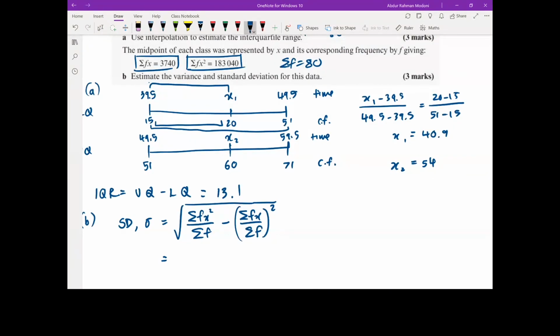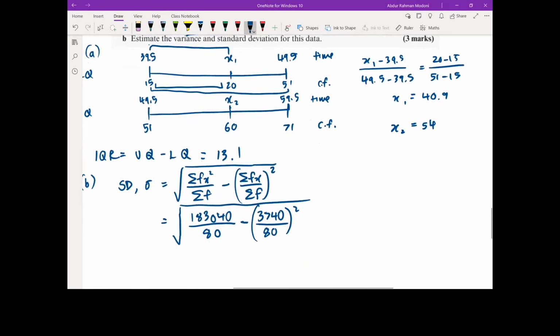So what's the sum of fx squared? Well, the sum of fx squared they've given to us here. So sum of fx squared is 183040 divided by the sum of f, which we know is 80, minus the sum of fx, which again they've given to us here, 3740, divided by the sum of f, which we know is 80, all squared here and then square rooted. So that's essentially what we're doing. Now, if we go and do that, we can get our answer for this.